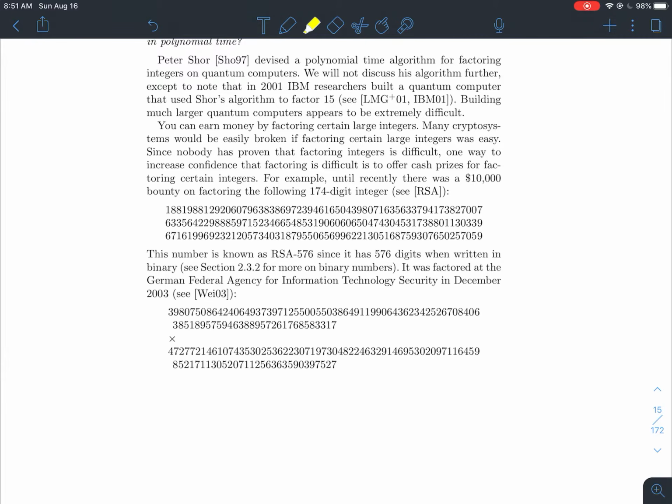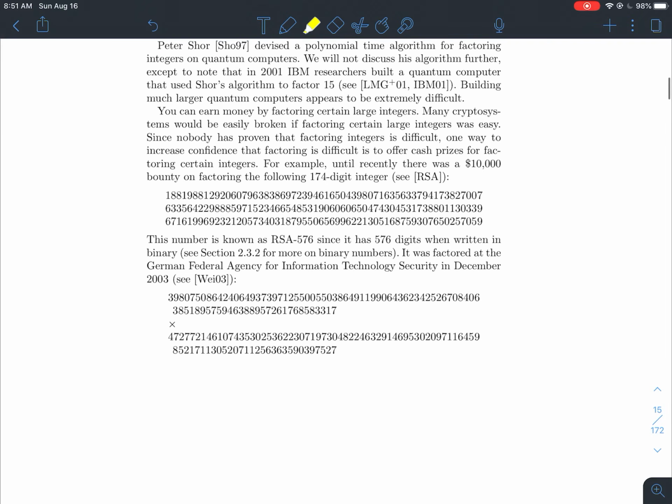So if I scroll down a little bit, until recently there was a $10,000 bounty for trying to factor this number here. This number has 174 digits, and somebody was going to pay you $10,000 if you could factor it. And they gave it a name. They call it RSA 576. And the 576 is when you write this decimal number, base 10, in binary.